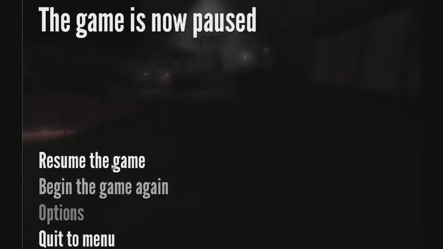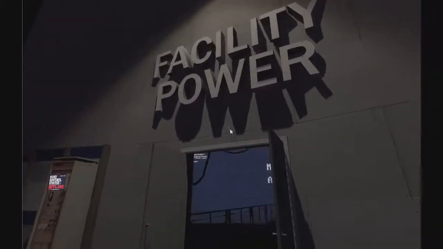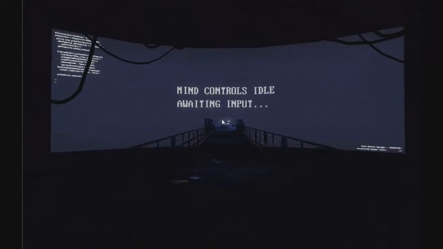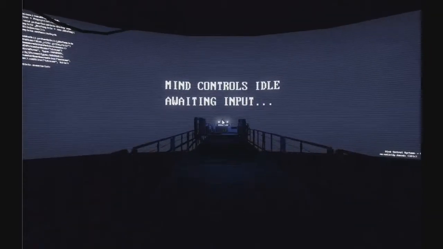Okay, so after I researched a bit, apparently I was supposed to go to the facility power. Are you kidding me?